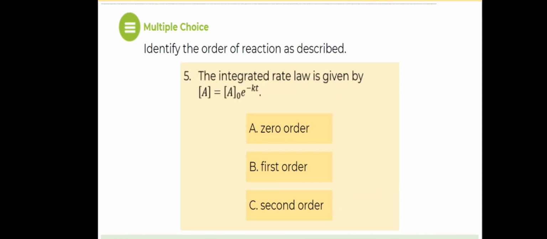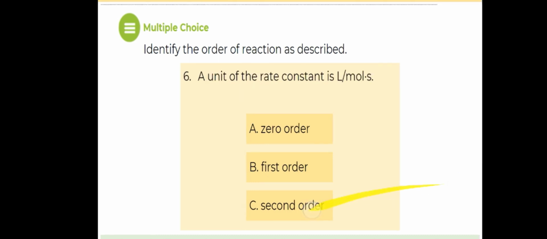Identify the order of reaction as described. The integrated rate law is given by concentration of A equals initial concentration of A times e raised to the exponent negative kt. Identify the order of reaction as described. A unit of the rate constant is liter per mole second.